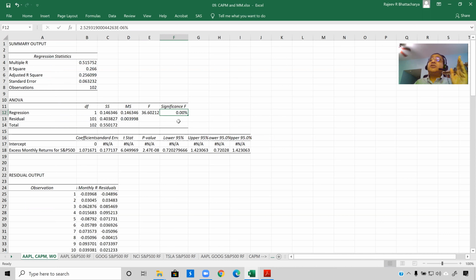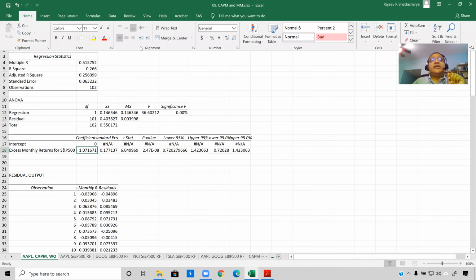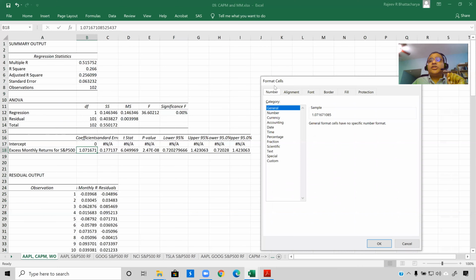If the model itself is not significant, then we would be very suspicious as to whether the CAPM itself is meaningful. That is independent of the question as to whether the parameters are themselves significant or not. That's a different matter altogether. All right, let's make sure we are all on board with this. The excess monthly return for the S&P 500 is the variable. The coefficient of that is this 1.07. Let's put it in with just 2 decimals.